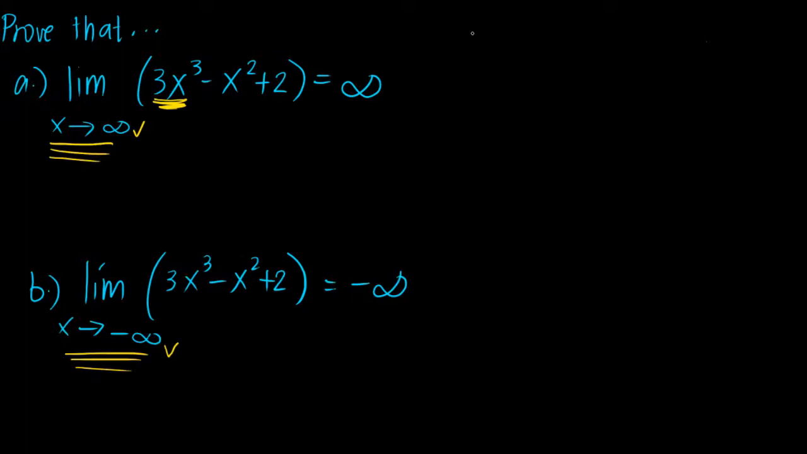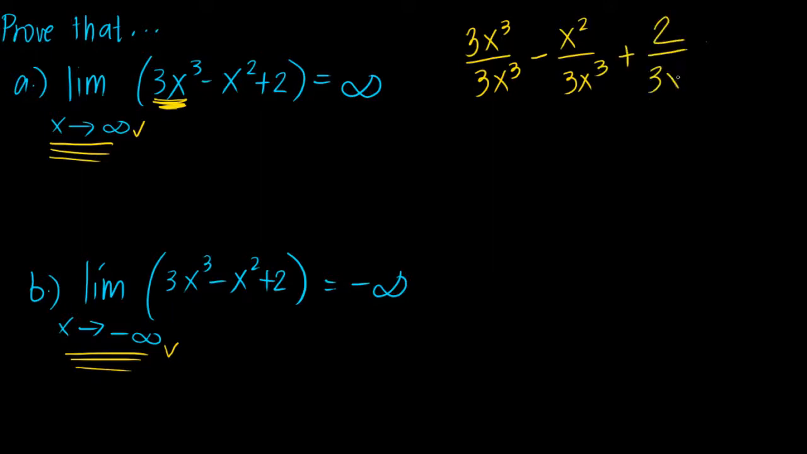So, let me just show you. 3x cubed, i-divide siya sa 3x cubed minus x squared, divide sa 3x cubed plus 2 over 3x cubed. So, this is what's going to happen. And then, divide sa 3x cubed. Don't worry, we are also going to multiply that to 3x cubed. So, basically, your function is not affected because you multiplied the whole thing by 1. Diba? 3x cubed over 3x cubed is just 1 anyway.